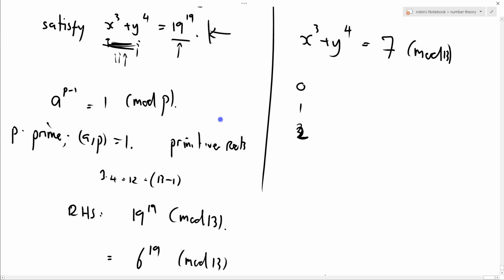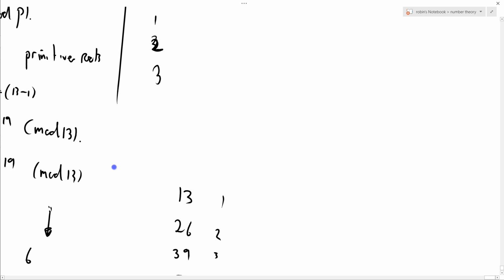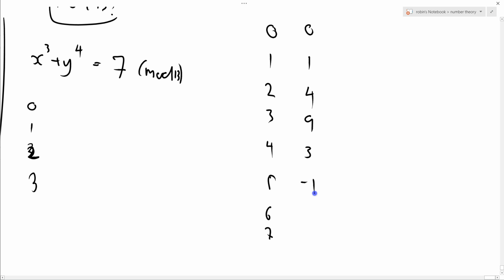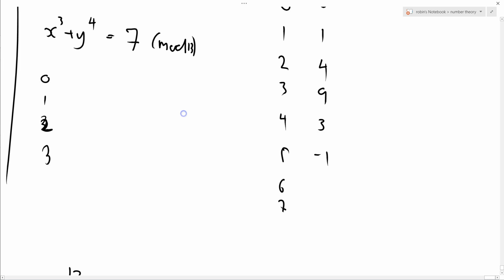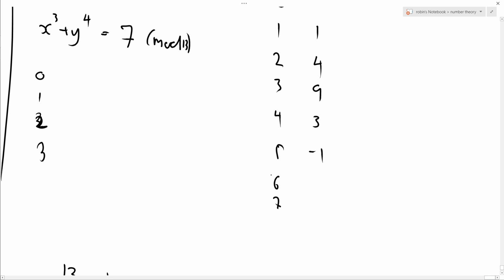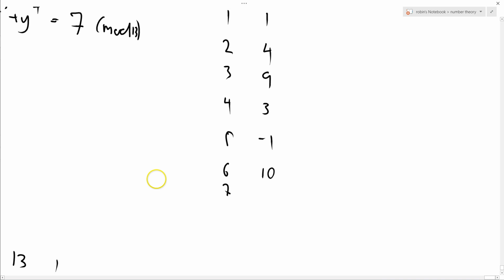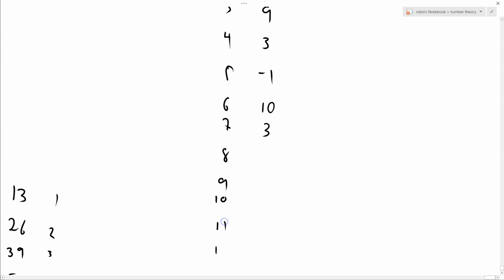Let's do it here. 0, 1, 2, 3, 4, 5, 6, 7. Call that n. n squared is going to be 0, 1, 4, 9, 3 because it's 16, then 25, which is minus 1, modulo 13. 6 squared is 36, which is 26 plus 10. 7 squared is 49, which is 49 minus 39, so 10. Then 8, 9, 10, 11, 12.